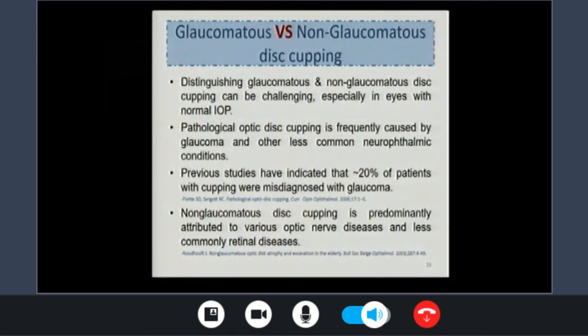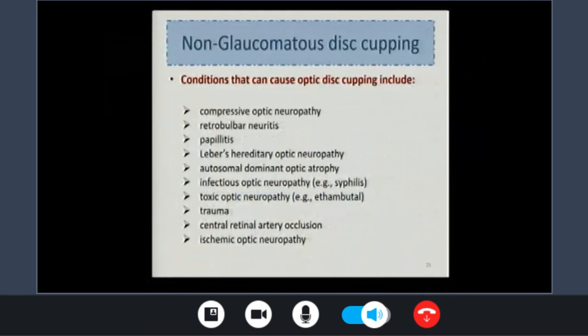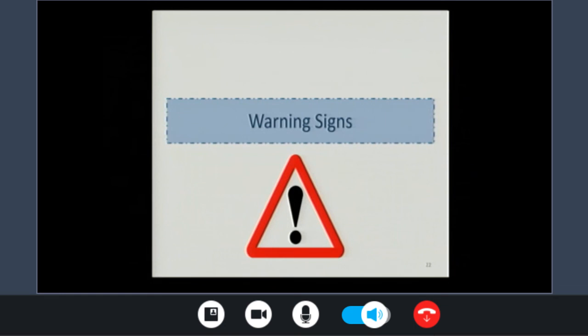Pathological optic disc cupping is most commonly caused by glaucoma. However, other neuroophthalmic conditions and, less commonly, retinal conditions might also cause cupping. And actually, previous studies have indicated that around 20% of patients with cupping due to a neuroophthalmic disease were initially misdiagnosed with glaucoma. So the conditions that can cause optic disc cupping, other than glaucoma, include compressive optic neuropathy, retrobulbar neuritis, Leber's hereditary optic neuropathy, toxic optic neuropathy due to methanol or drugs such as ethambutol, CRAO, and ischemic optic neuropathy.